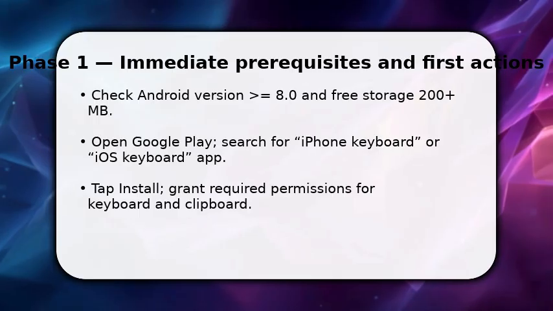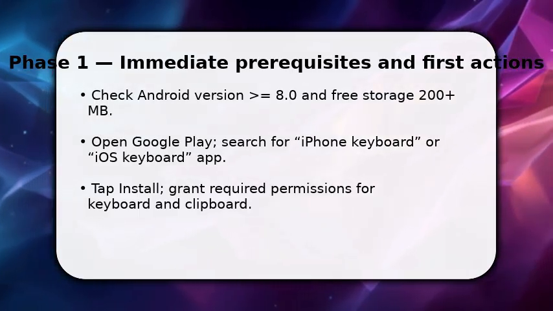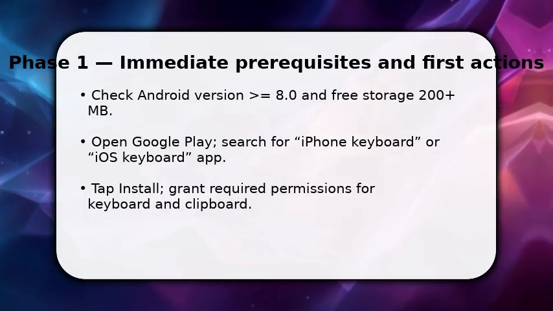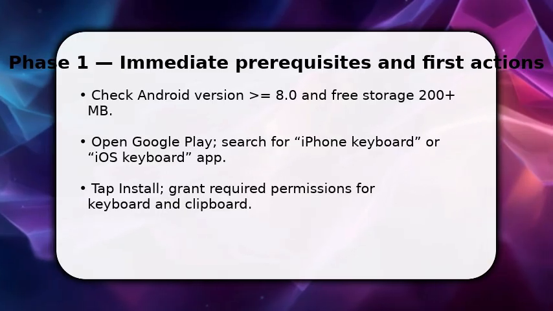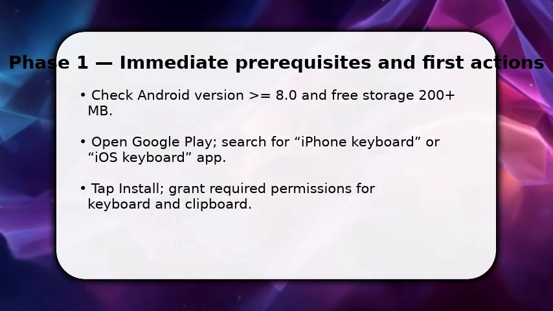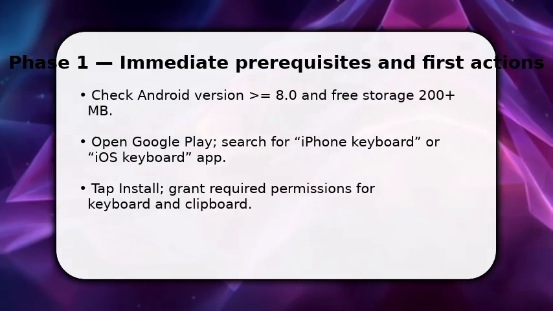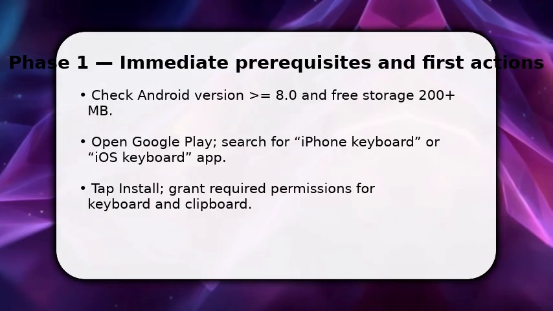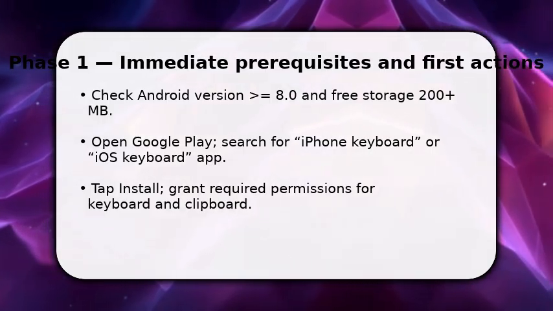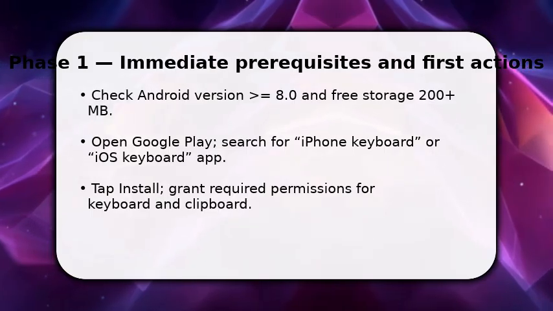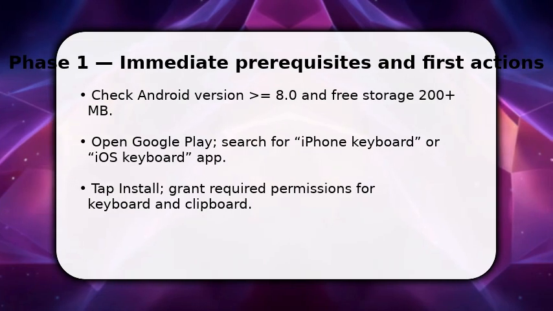You start by installing an iPhone-style keyboard app. Do it now. Once the app downloads, open it and accept the minimum permissions it asks for: keyboard input and clipboard access, because without them you cannot type or paste. Make sure your device runs Android 8.0 or newer, and you have at least 200 MB free, otherwise installation may fail. After granting permissions, the app will guide you to enable the keyboard in System Settings. Follow that prompt to continue immediately.